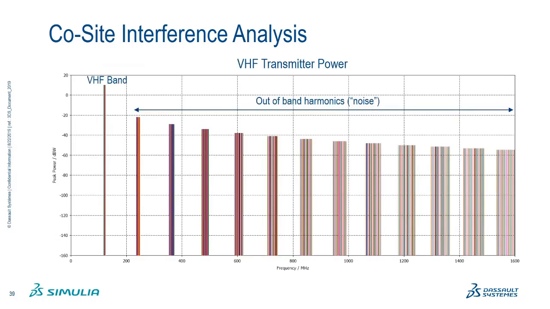So here we can see the spectrum of the VHF transmitter. It operates in the band 118 to 137 megahertz, and the power level in this band is 10 dB watts. And it has multiple channels within this band. But the transmitter creates harmonics of these channels, which extend to high frequencies. We're modeling this using a Duff model for the tapering, which brings the harmonics down to nearly minus 60 dB watts at 1,600 megahertz. So this electromagnetic noise may interfere with other communications systems.